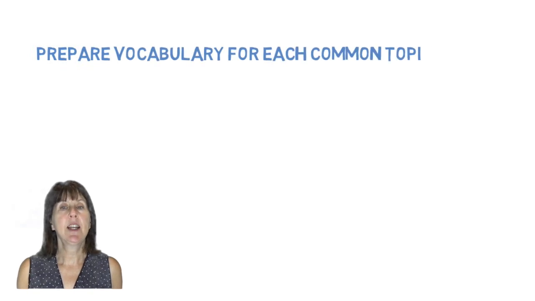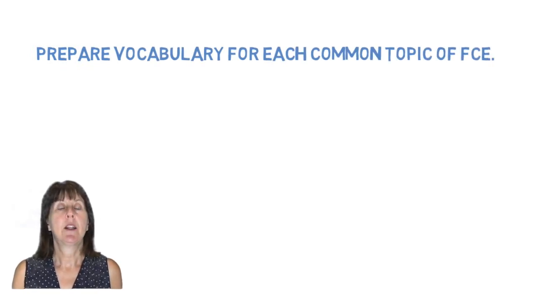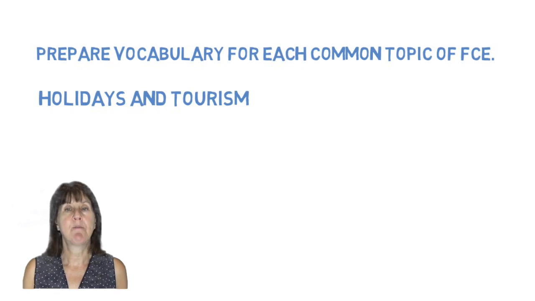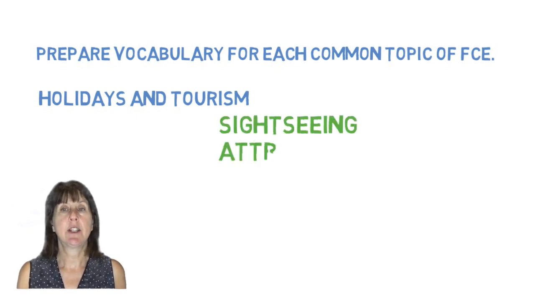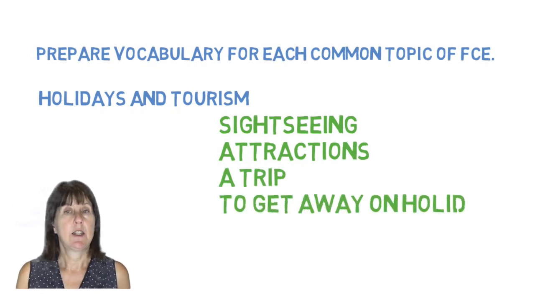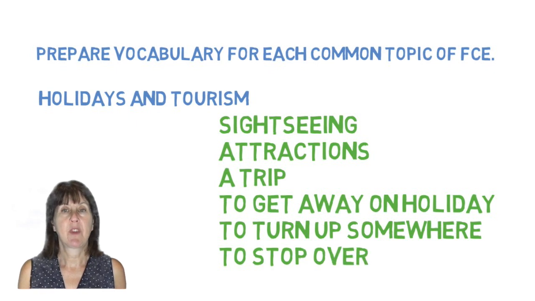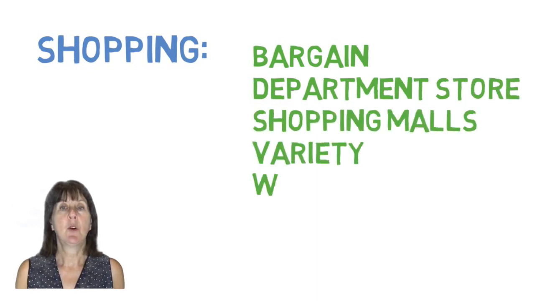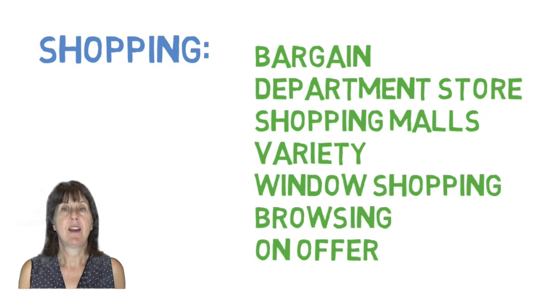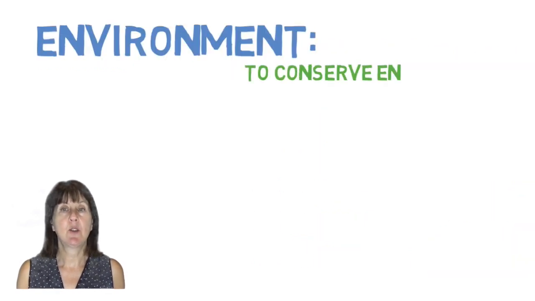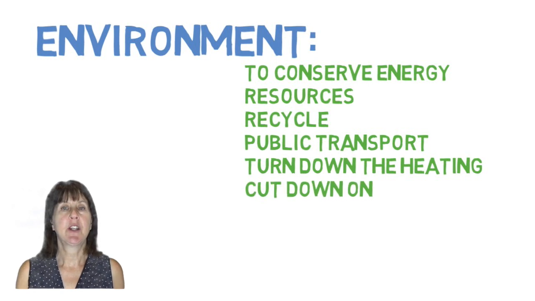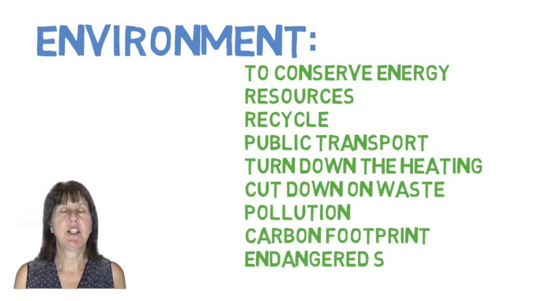To prepare for the exam, you could think of some good vocabulary for each common topic. For instance, holidays and tourism: sightseeing, attractions, a trip, to get away on holiday, to turn up somewhere, to stop over. For shopping, you could use bargain, department store, shopping malls, variety, window shopping, browsing, on offer. For the environment: to conserve energy, resources, recycle, public transport, turn down the heating, cut down on waste, pollution, carbon footprint, endangered species.